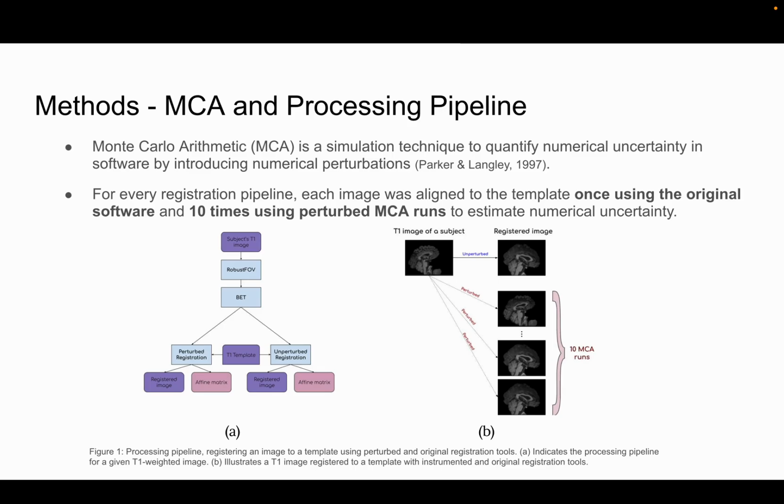To do this, we use Monte Carlo Arithmetic, which is a simulation technique to quantify numerical uncertainty. We created two versions of each registration tool, an unperturbed version and a perturbed version. We registered each T1 image once with the unperturbed tool and 10 times with the instrumented one, to see how this small numerical noise can affect the final result.